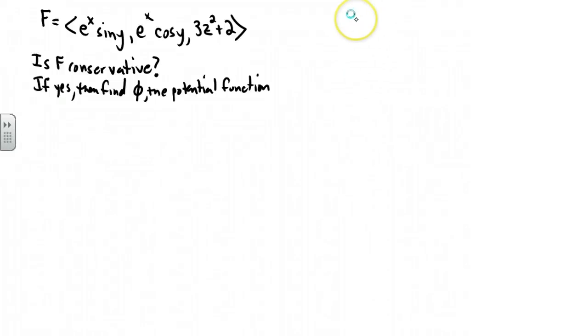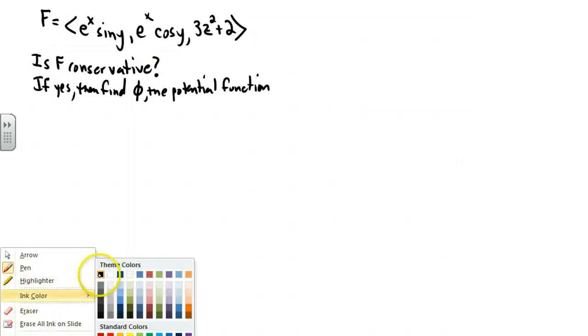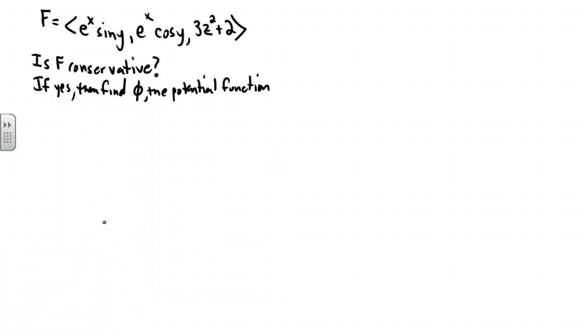Okay, we have this vector field F, this vector function F: e to the x sine y, e to the x cosine y, and 3z squared plus 2. We have to figure out whether the vector field is conservative, and if it is conservative, we have to figure out what the potential function is.